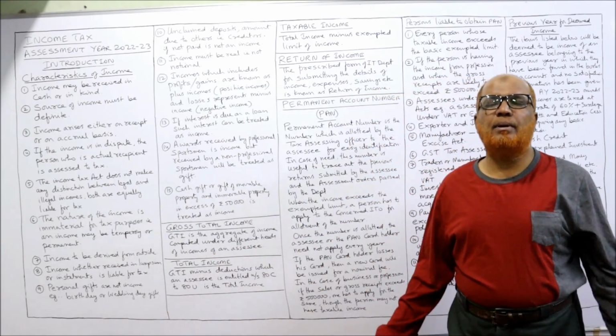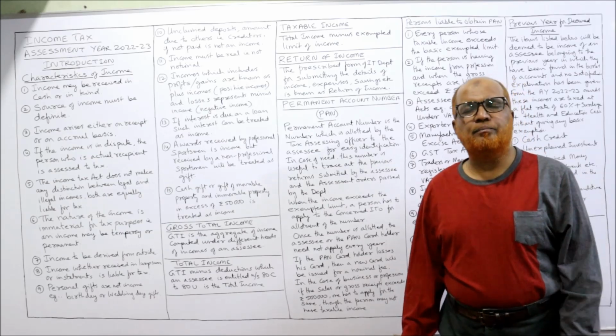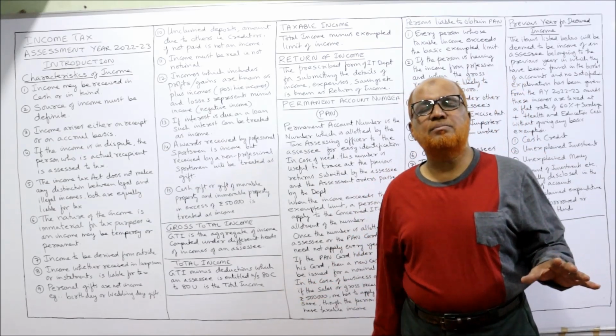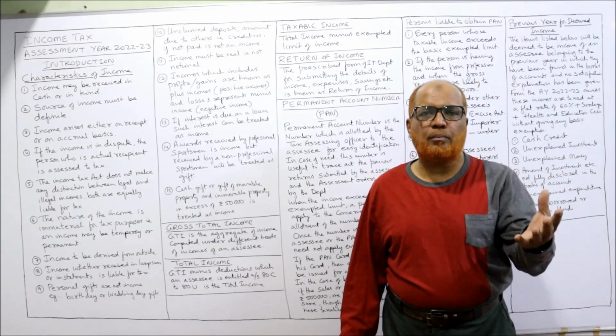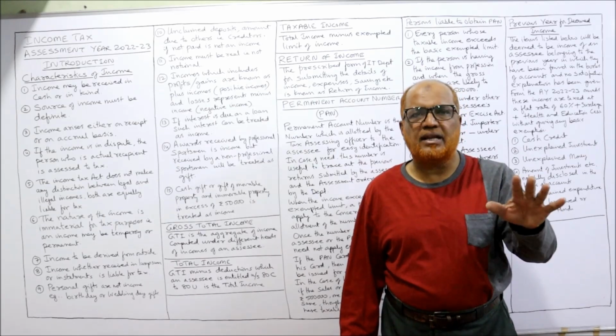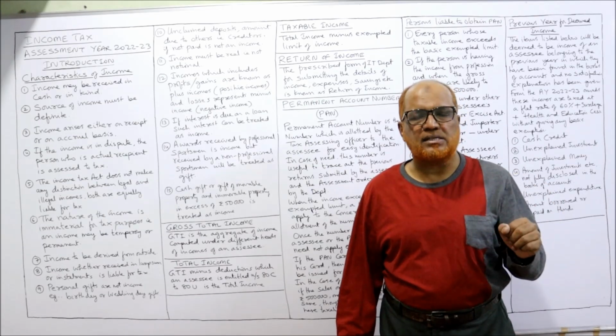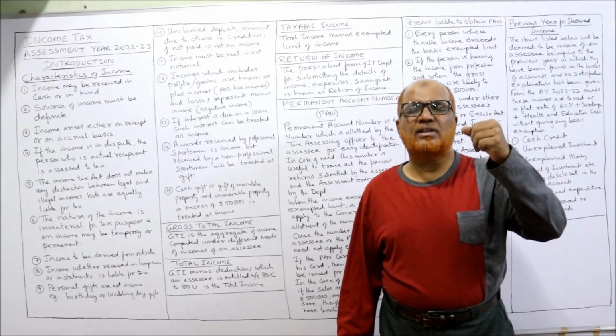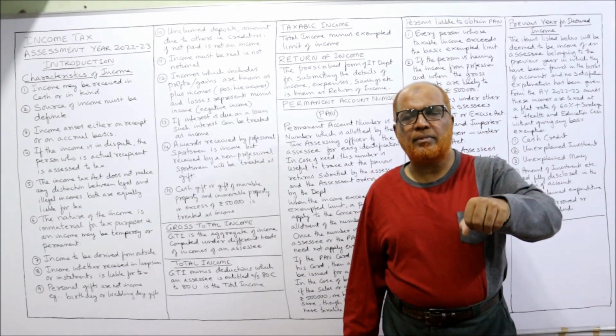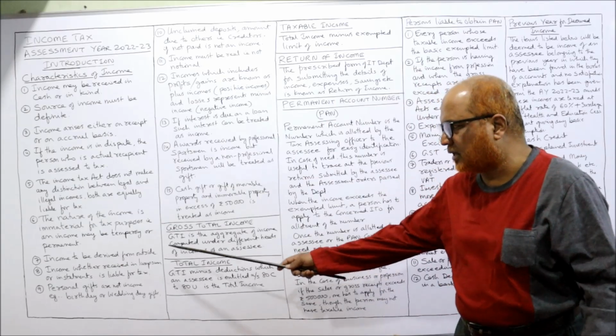Next comes, the nature of the income is immaterial for tax purposes. That means the income may be temporary income or permanent income. No distinction is made between temporary or permanent income. The nature of income does not have any impact on the Income Tax Act. The Income Tax Act says whether the income is temporary or permanent, income tax will be applied.